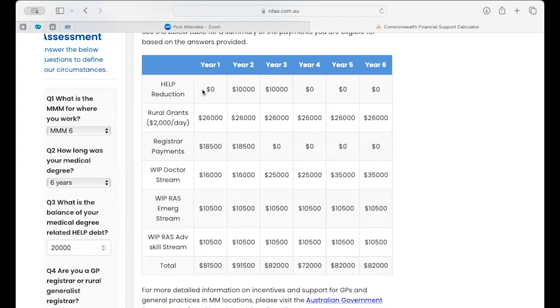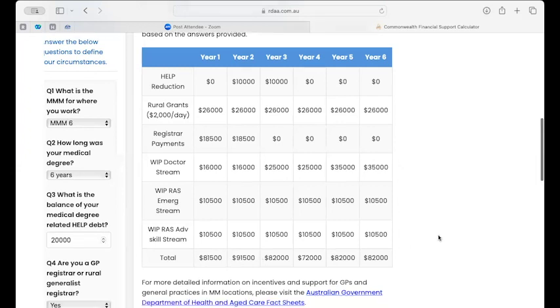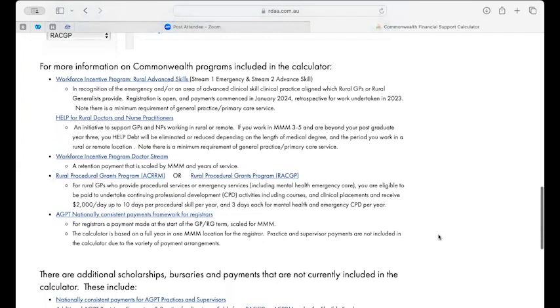So for this doctor, a registrar on the Rural Generalist Training Program with RACGP who already has their advanced skill, this would be a guide to the amount of money you may be eligible for. Now, before I run through another scenario, I'll just scroll down a little bit. We have provided links to all the programs that are included in the calculator. So there's a little bit of advice and guidance here, but it really is important that you click on each of the links and understand the full scope, eligibility criteria, and activity requirements for each of these programs.